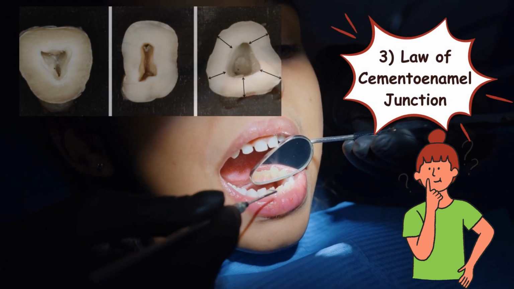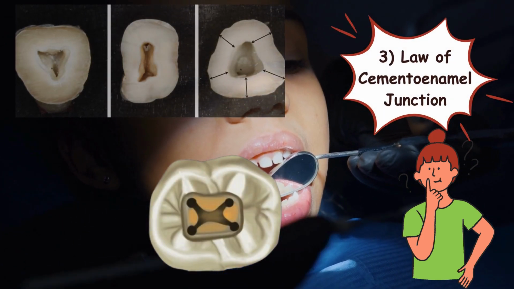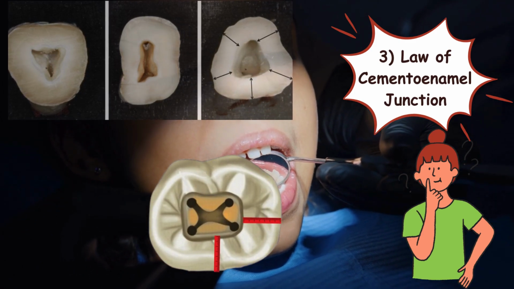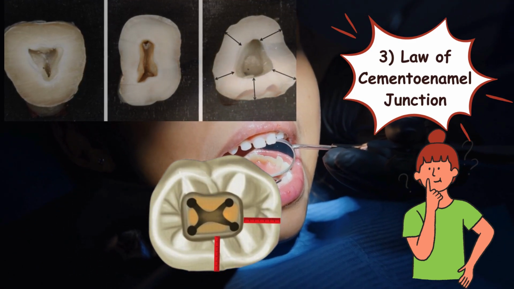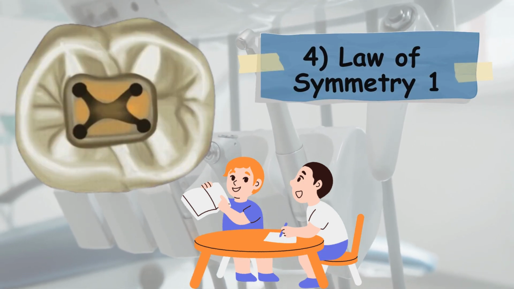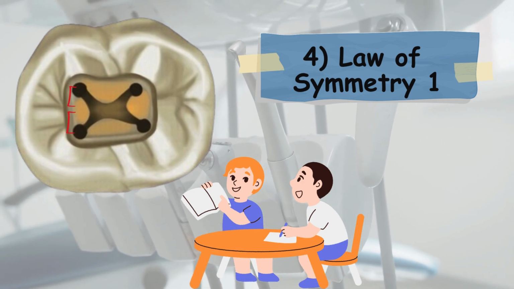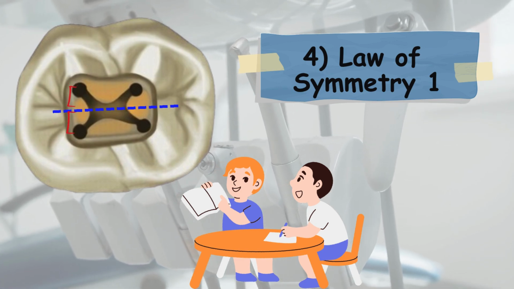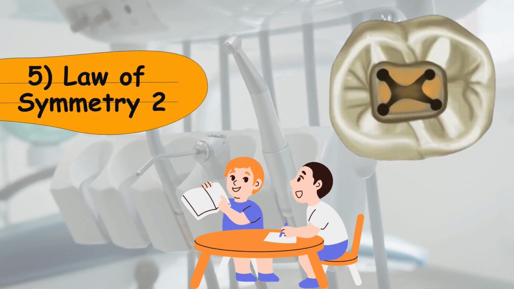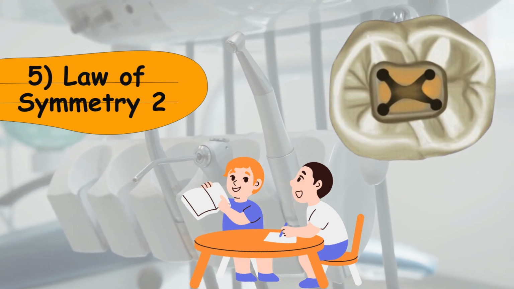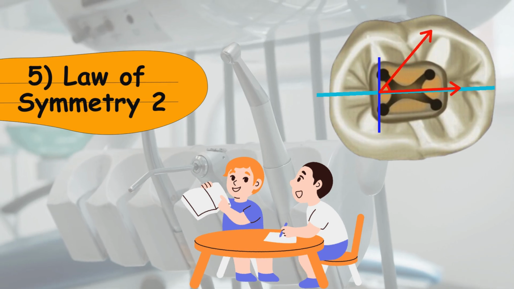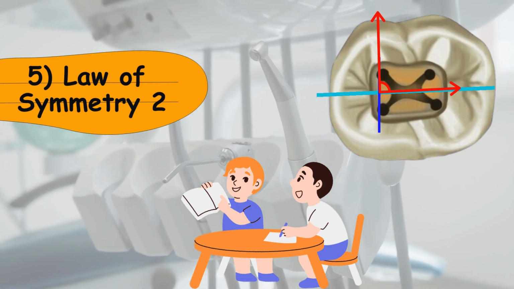The third law, the law of CEJ, states that the distance from the external surface of clinical crown to the pulp chamber wall is consistent throughout the tooth circumference. The fourth law, the law of symmetry 1, states that canal orifices are equidistant from a line drawn in the mesiodistal direction across the pulp floor. However, the fifth law, the law of symmetry 2, states that the orifice lies perpendicular to a line drawn in a mesiodistal direction across the center of the pulp floor, except for the maxillary molar.